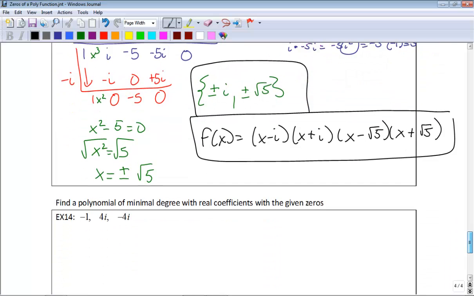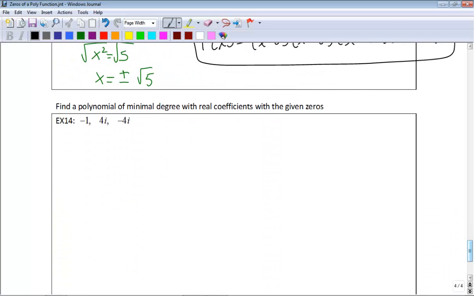The very last example in this section says the following. We need to find a polynomial of minimal degree with real coefficients with the given zeros. All right, so these are the zeros of my given polynomial. How many do I have? I have 1, 2, 3, which means that my polynomial is going to have a degree of 3. It's going to be an x cubed. I need to find the polynomial, and it has to have real coefficients, so it can't have i's in it. Well, how would I do that?